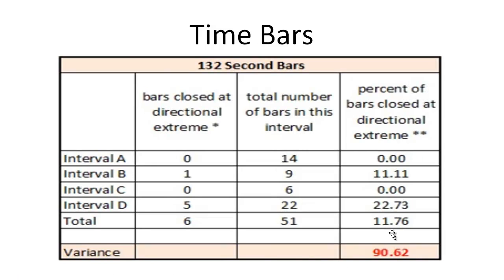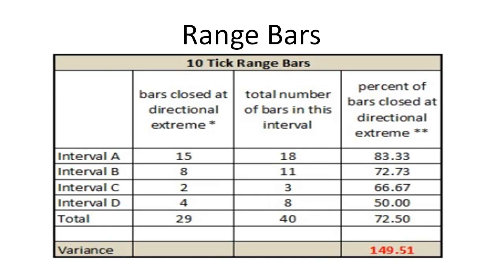On time-based bars, it's even worse, only about 12% of the time. And so it's very, very inconsistent, these bars, as to how they represent. Now, a range-based bar, of course, closes in its directional extreme about 72 or 73% of the time. And, of course, this is true because, by definition, a range-based bar will close at its high or low before it goes on to make the next bar.